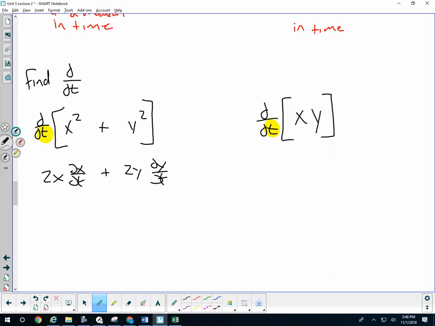Why don't you guys write the derivative of xy? It no longer is 1 times y plus dy/dx times x. It is now dx/dt y plus dy/dt x.